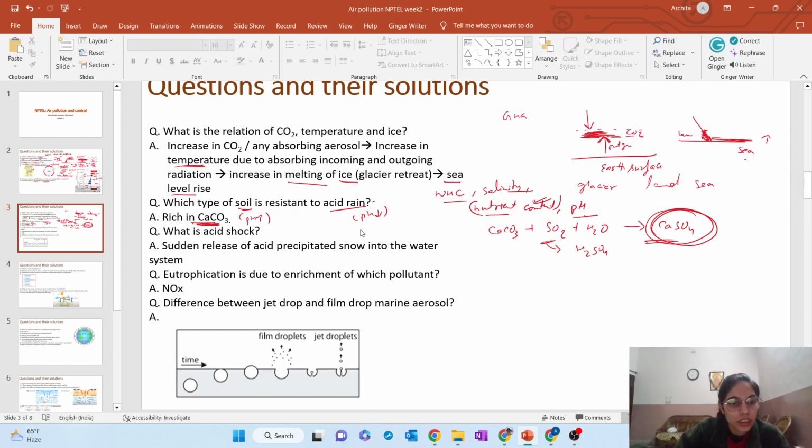Now next is the effect of the air pollutant on the water content, on the water or marine life.